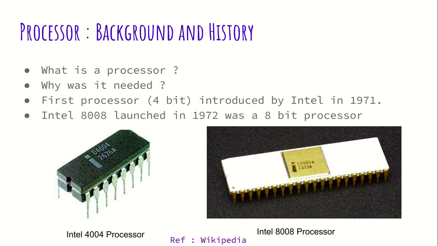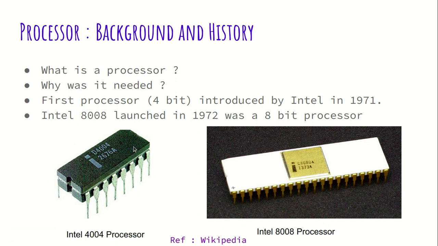When was the first processor introduced? The first processor was introduced by Intel in 1971. Intel called it the Intel 4004 chip, which was a 4-bit processor. You can find the photo of an Intel 4004 processor here.